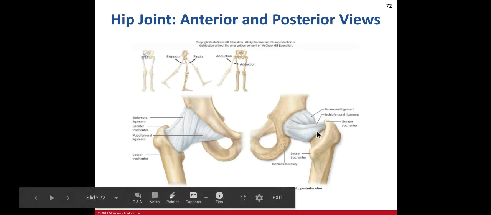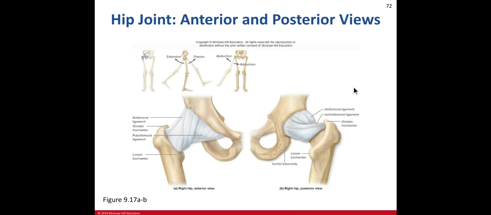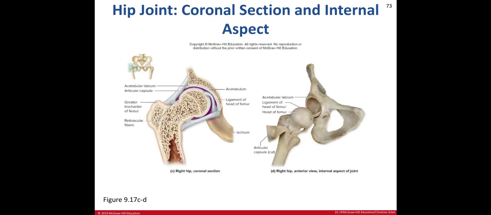This head is fitting into this socket, and then we've got the ligaments holding it in place. Again, for our purposes here in lecture, knowing each and every single ligament and where it attaches is not important. Knowing that they exist is the important part. But your hip joint allows for flexion, extension, abduction, and adduction, and that special circumduction as well. Here's what it would look like from a cross section.